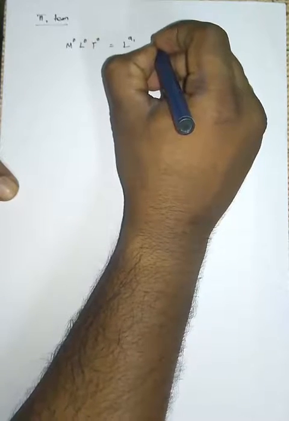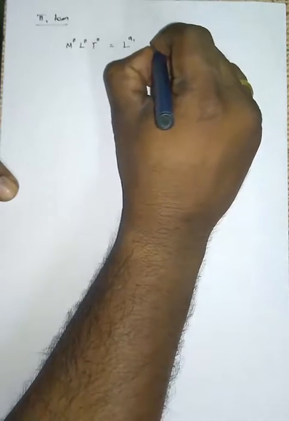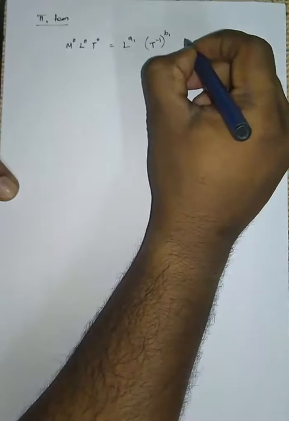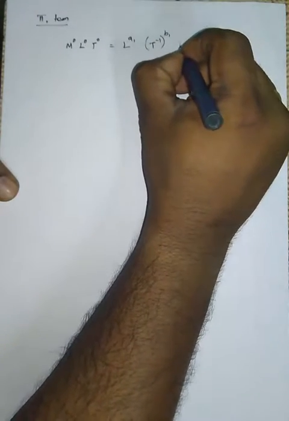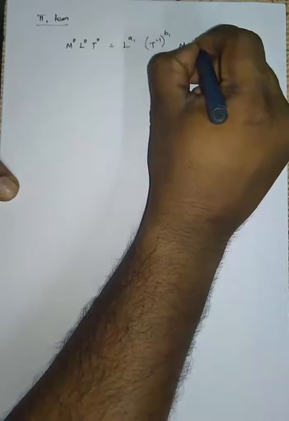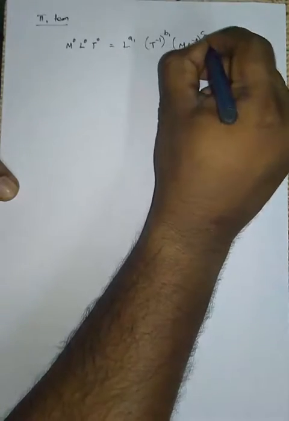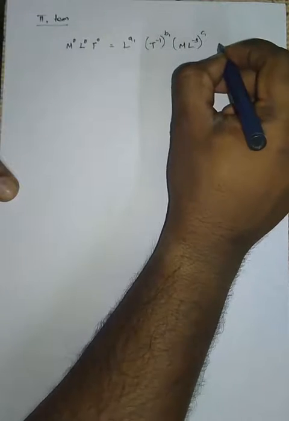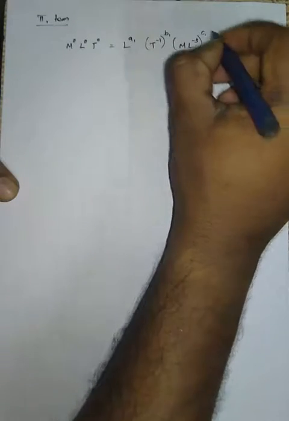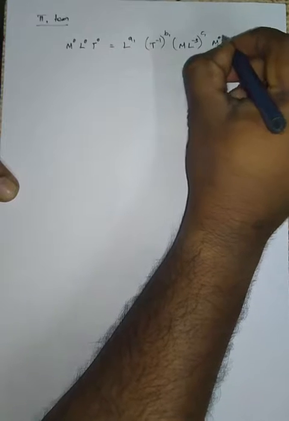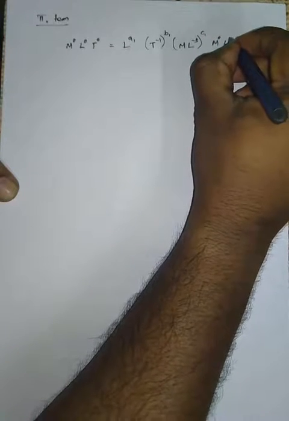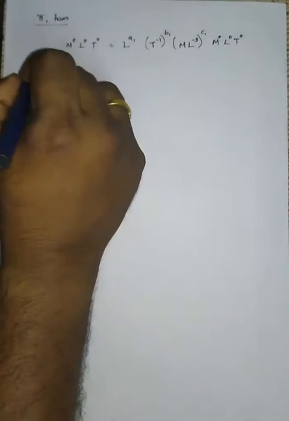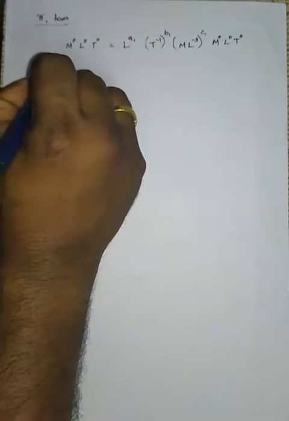Angular velocity can be written as T to the power minus 1, the whole to the power b1. And the next term is density. Density is written as M L to the power minus 3, to the power c1. Then on the outside you have efficiency. Efficiency again is a dimensionless number, so you have to write M power 0, L power 0, T power 0.